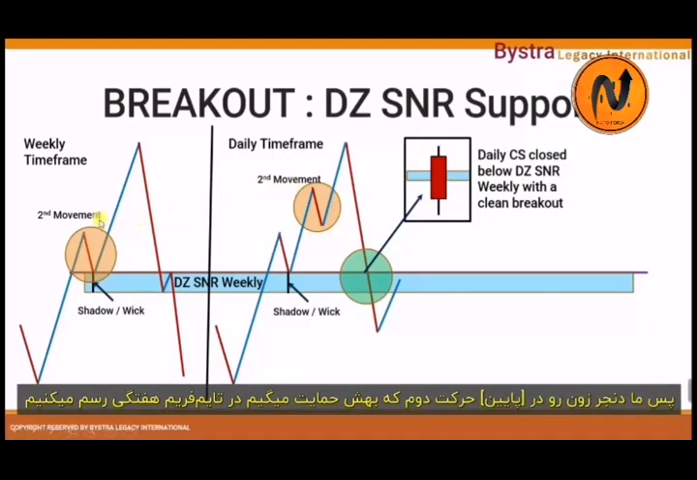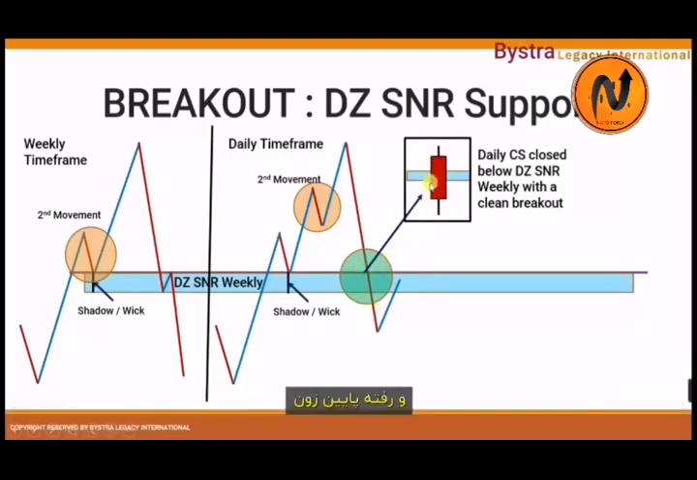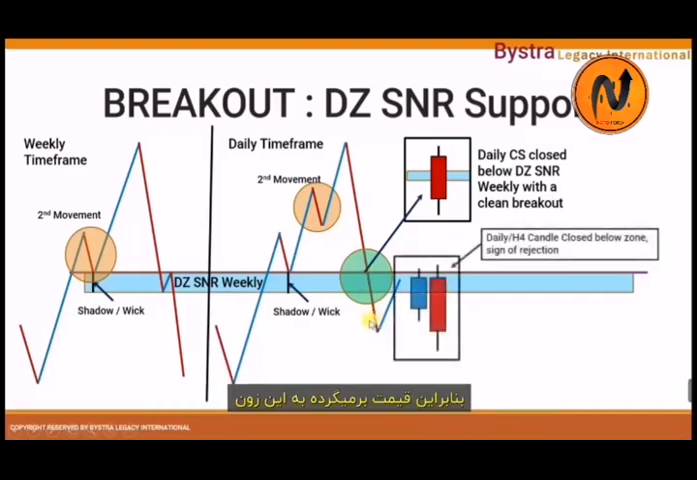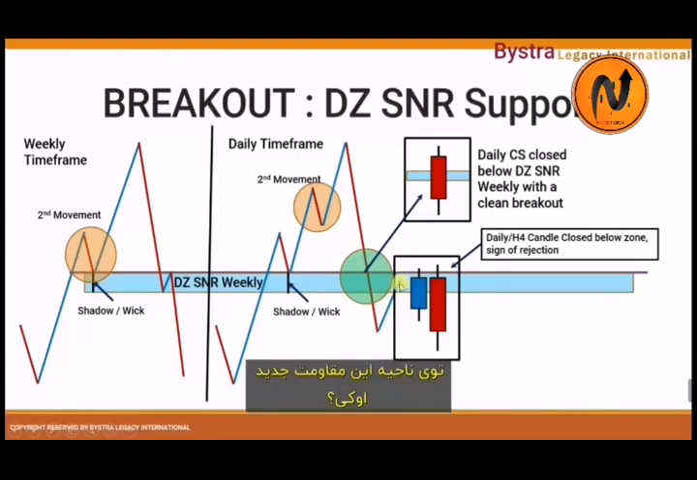Okay, so we mark our danger zone SNR at the second movement, which is called the support at the weekly time frame. In the daily time frame, this is how we can see it, that the daily candlestick broke with one Marubozu below the area. So once it broke this support, it will come back to test it as a new resistance. Therefore, the price will come back into this zone. Now, what we should do is wait for the confirmation of rejection at this new resistance area.